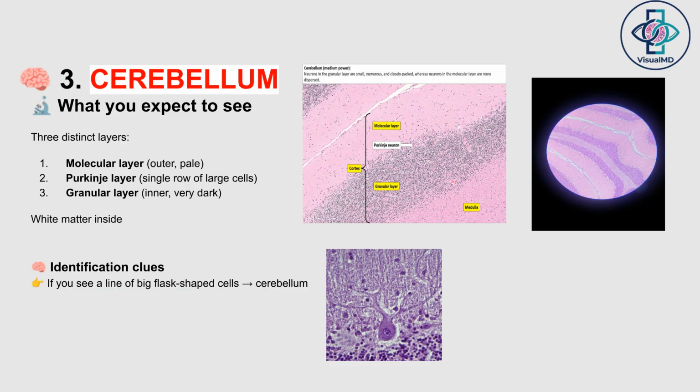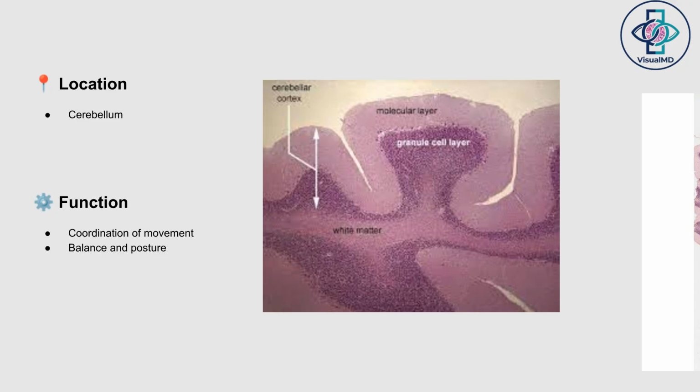Moving on to the cerebellum, look for three distinct layers. The outer pale molecular layer, a single row of large cells called the Purkinje layer, and the inner, very dark granular layer. If you see a line of big flask-shaped cells, you are looking at the cerebellum. Its primary functions are the coordination of movement and maintaining balance and posture.